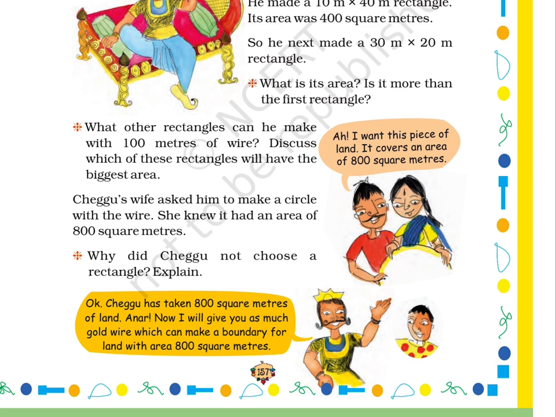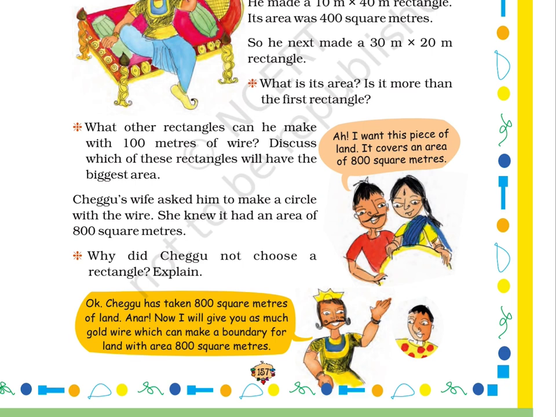Cheggu's wife asked him to make a circle with the wire. She knew it had an area of 800 square meters. On the right side of the page towards the bottom, we see a picture of Cheggu and his wife. Now, after realizing this, Cheggu is telling her, "Ha! I want this piece of land. It covers an area of 800 square meters." Why did Cheggu not choose a rectangle?